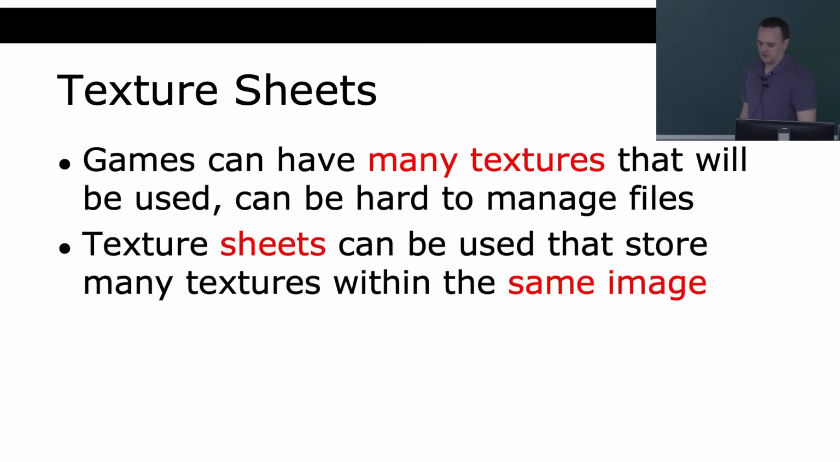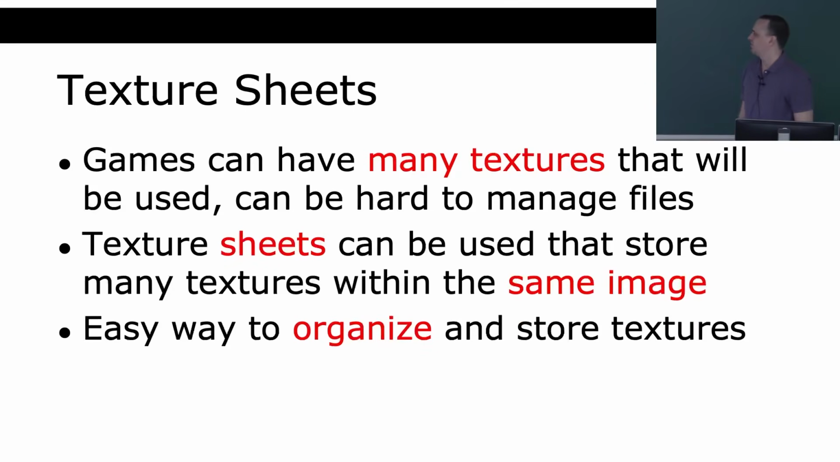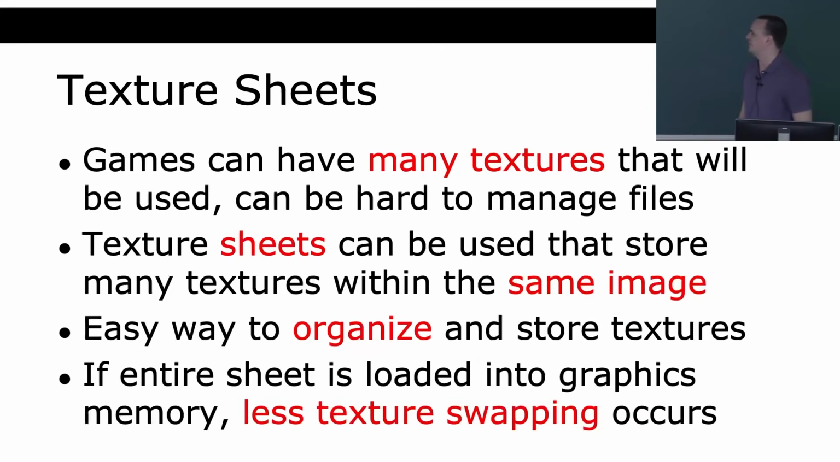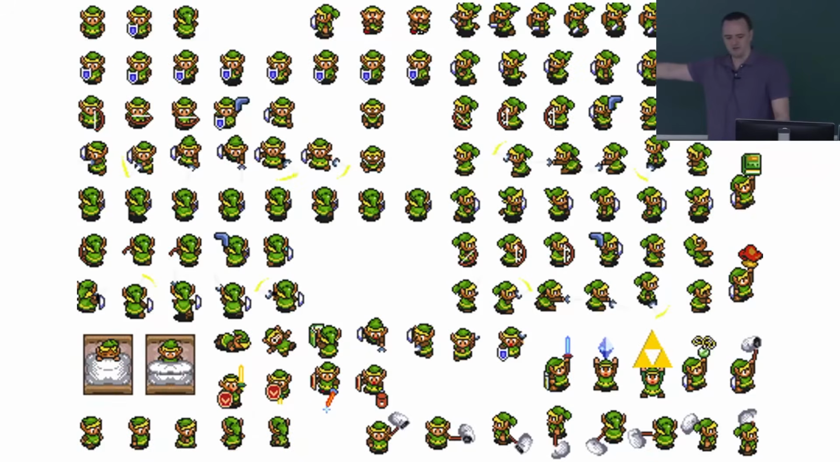Texture sheets. Games can have many textures, and it can be hard to manage that many files. So what games did back in the day, and still do, is have a texture sheet, which is a bunch of different textures in the same image file. And so the entire sheet gets loaded into graphics memory, and then we just say, I want to draw this subtexture of that. So if I want to specify an animation from this one sheet, I would say, this is the first frame, this is the second frame, this is the third frame, etc.